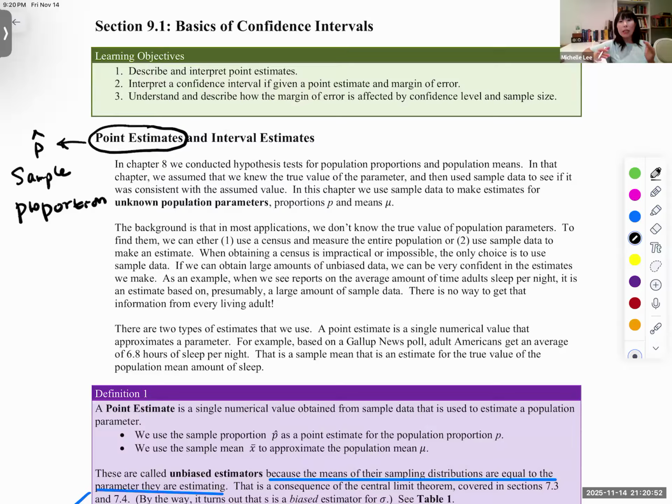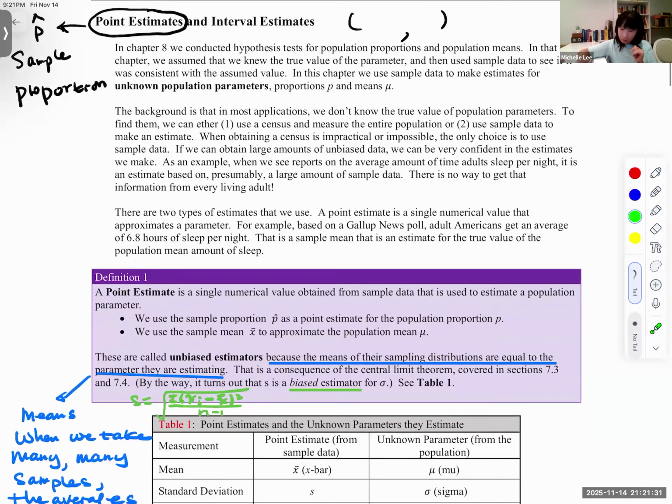So we know what interval means. Interval looks like that, right? Normally in algebra, we learned intervals with brackets and parentheses. But in this chapter, we use parentheses for the interval. And then we do the estimate, all right? Okay, so let's take a look at this one.